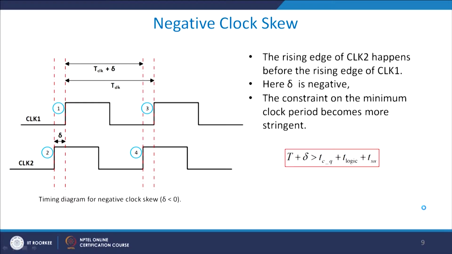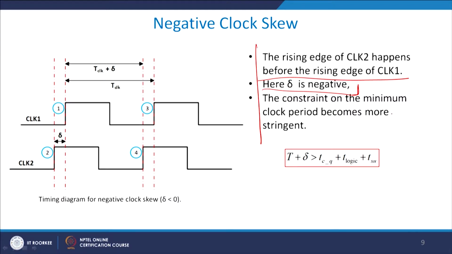When the clock is moving from left to right, the device is operating from right to left, and therefore we define it to be negative in nature. The rising edge of clock 2 happens before the rising edge of clock 1, and therefore delta is negative. Here delta is kept negative.